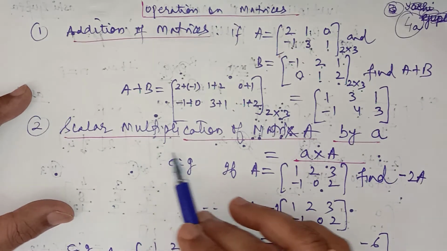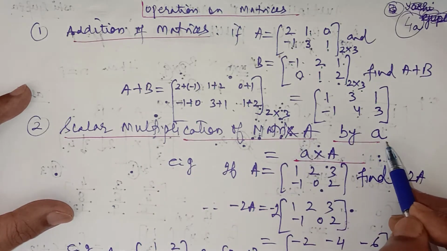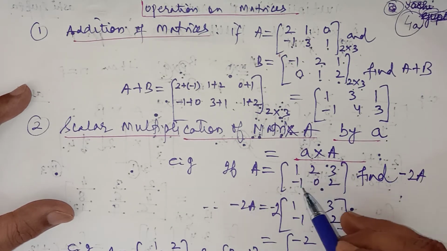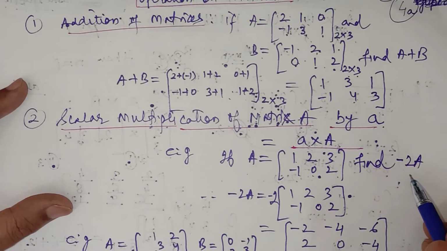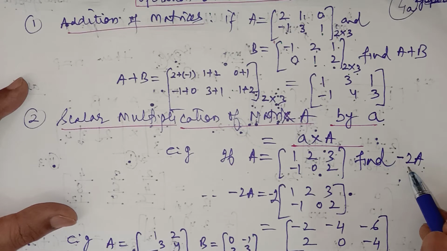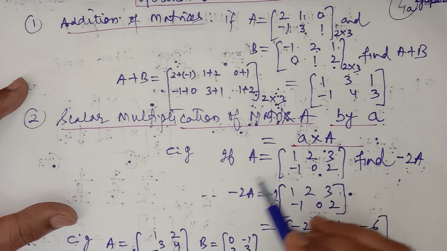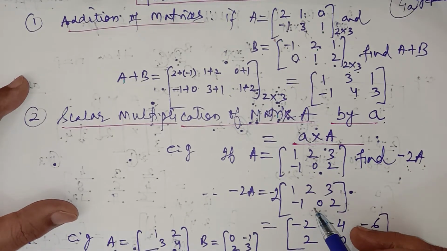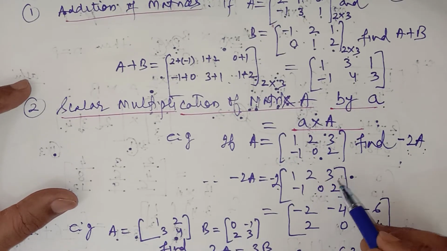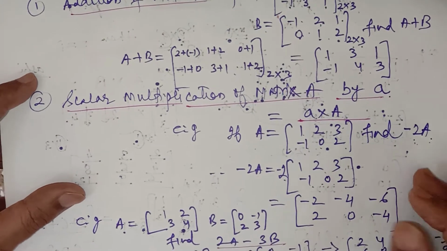Now the scalar multiplication of the matrix by a scalar. What does this mean? Suppose there is a matrix A, 1 2 3, minus 1 0 2, and you have to find minus 2A. This means that you have to multiply the matrix A by the scalar minus 2. That is, you have to multiply all the elements of this matrix by minus 2. That is minus 2, minus 4, minus 6, 2, 0, minus 4, like this.